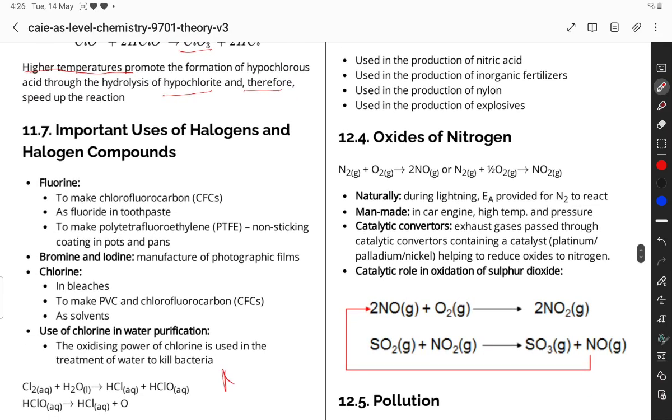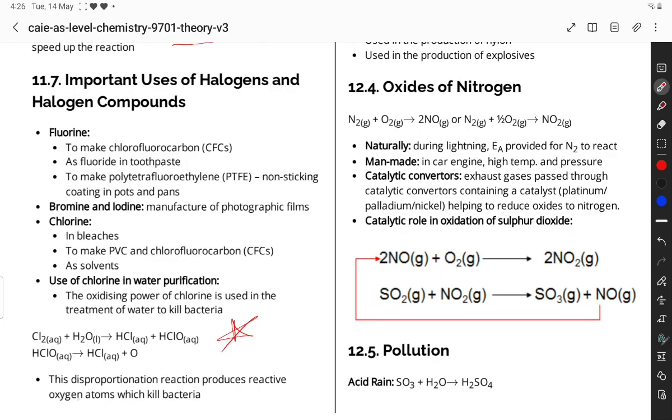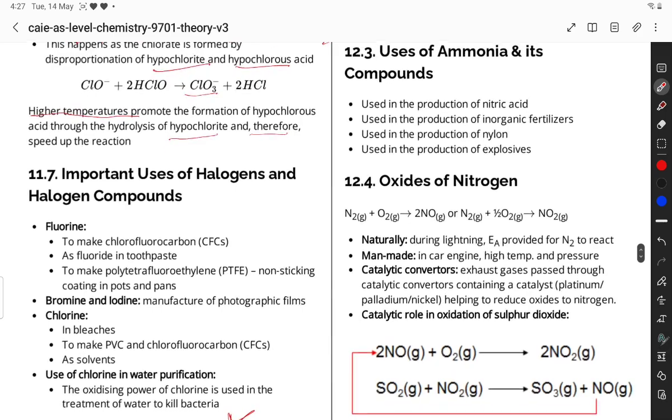This is also a very important reaction from an examination point of view. Chlorine plus water to form HCl plus HClO, and this HClO kills the germs in water. This disproportionation reaction produces a reactive oxygen atom which kills bacteria. This atom is very reactive and it kills bacteria.